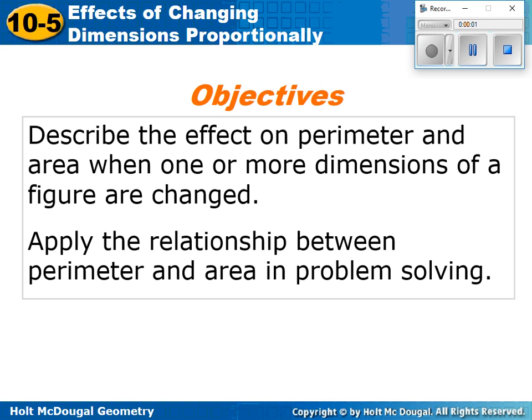10.5 is we're going to be trying to determine what happens to the perimeter or the area of a figure if we change the dimensions. So if we were to multiply the length by 2, or the width by 2, or the length and the width by 2, what does that do to the perimeter? What does that do to the area? Okay, that's the big kind of goal for 10.5.